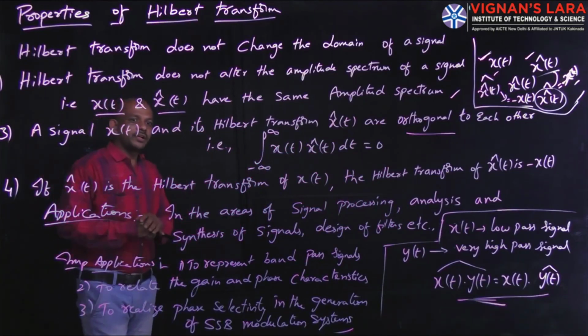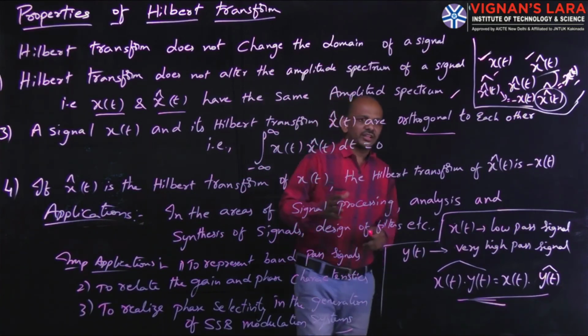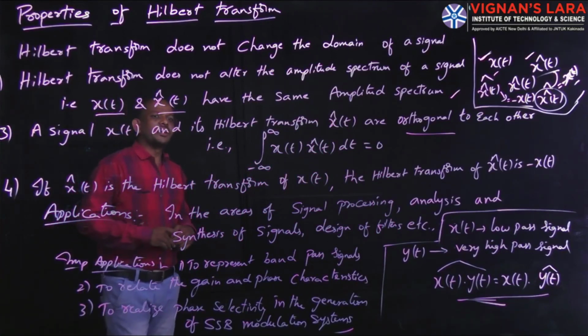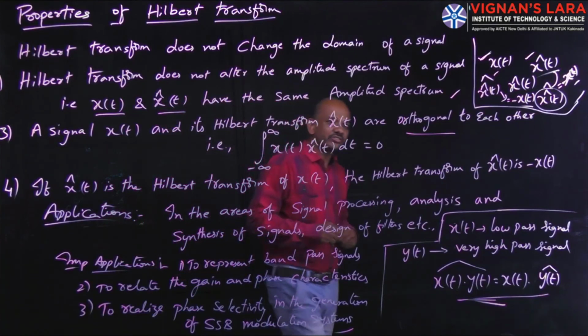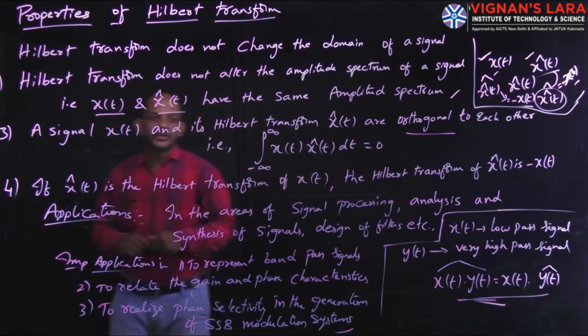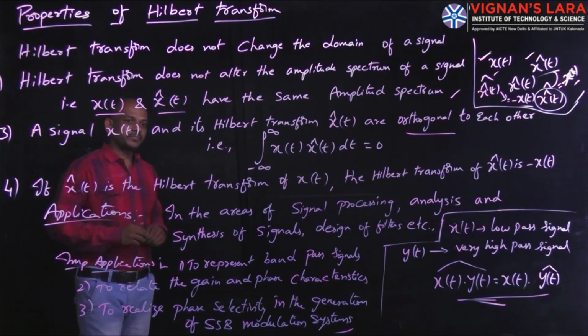With this we completed our second unit. I covered all the topics of the second unit. In summary of this class, first I explained how to get the Fourier transform of a periodic signal, and then I explained the concept of the Hilbert transform. So this is today's class, and I hope you are all clear with this.